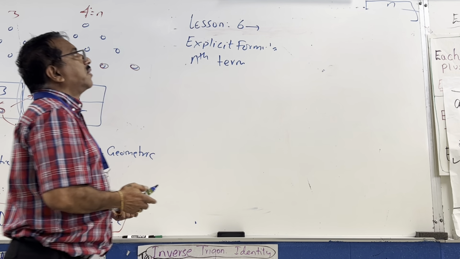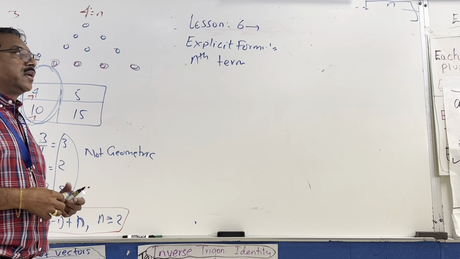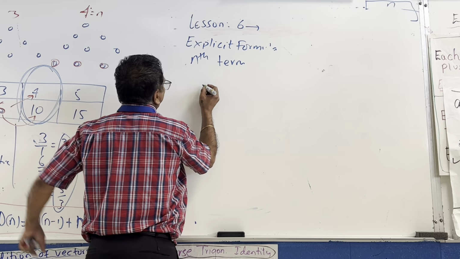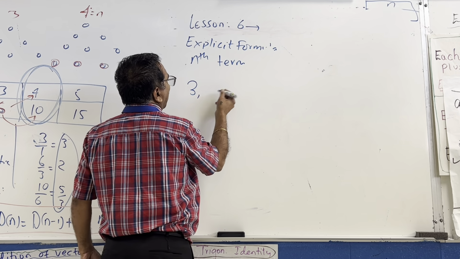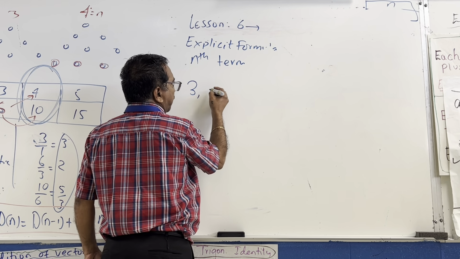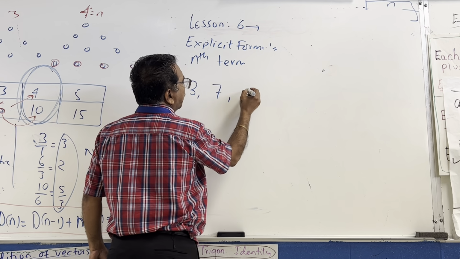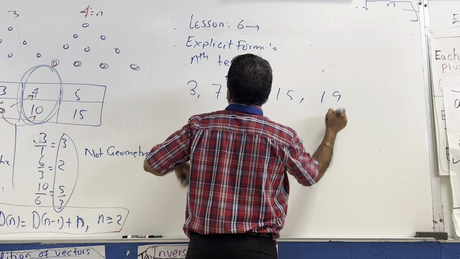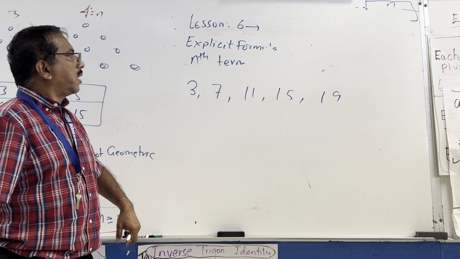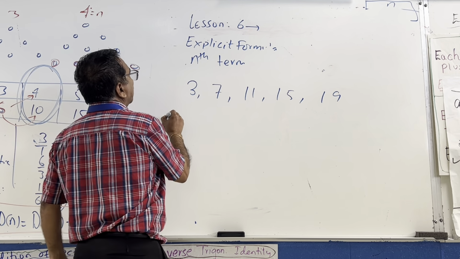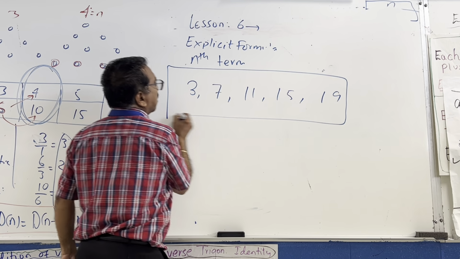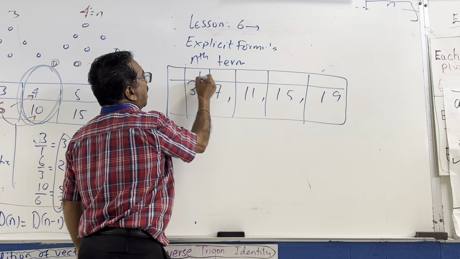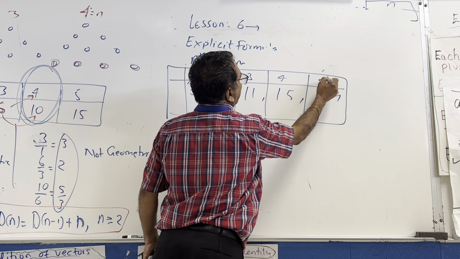Now, this lesson number 6 is how to write an arithmetic sequence. I'll take the same example that was given. I think it was 3, and I added 4 to 3 and it becomes 7, plus 4 is 11, plus 4 is 15, plus 4 is 19. So yeah, correct, right? And then you see this, we can easily make a table out of this, right? 1st, 2nd, 3rd, 4th, 5th, and so on.